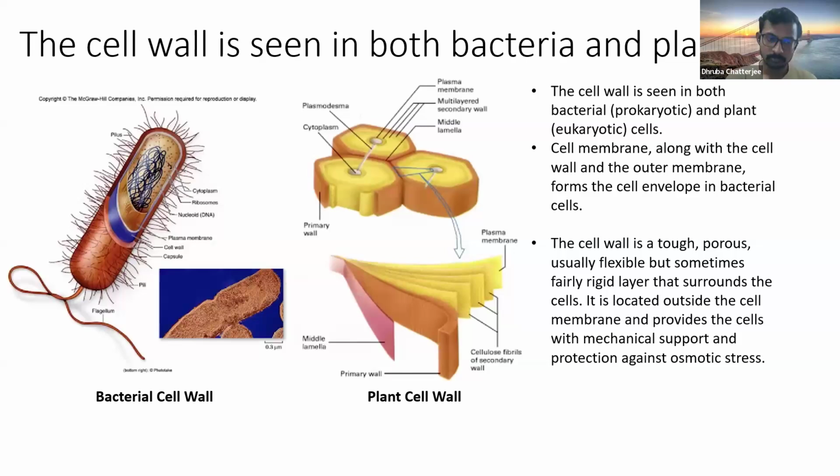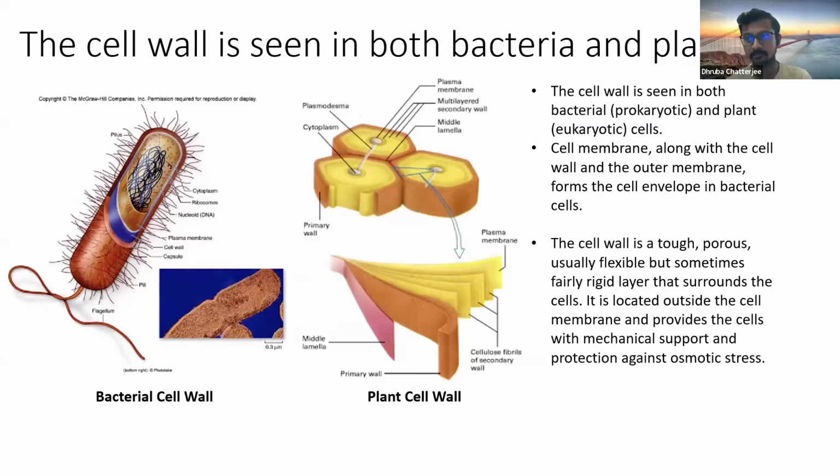But in both plant cells as well as bacterial cells, the mechanical support that the cell wall provides also protects the cells against hyperosmotic stress, where there can be water influx into the cells, the cells can swell, and there can be a danger of lysis of the bacterial cells or plant cells in the absence of the cell wall.